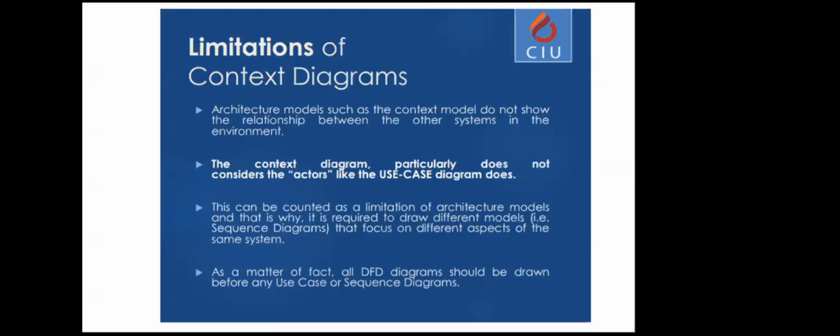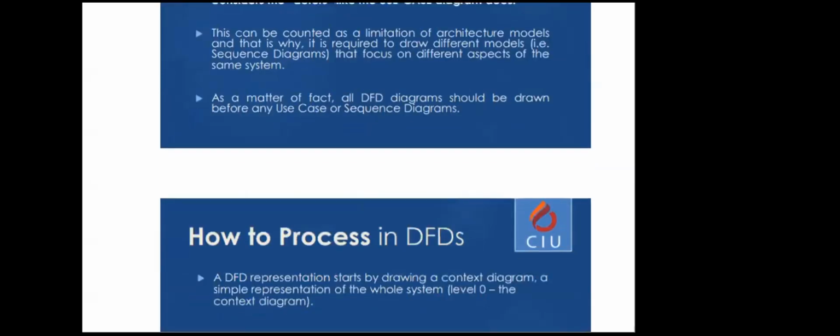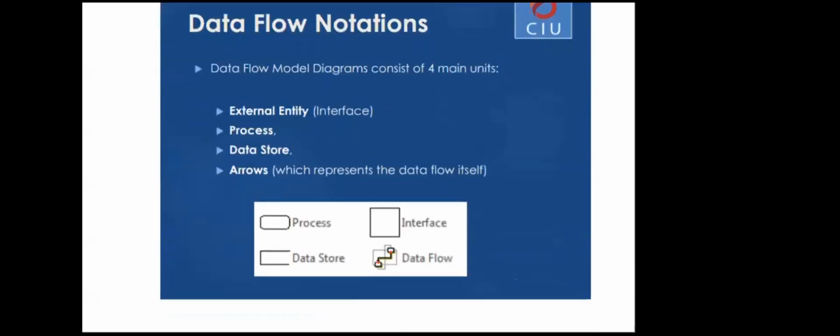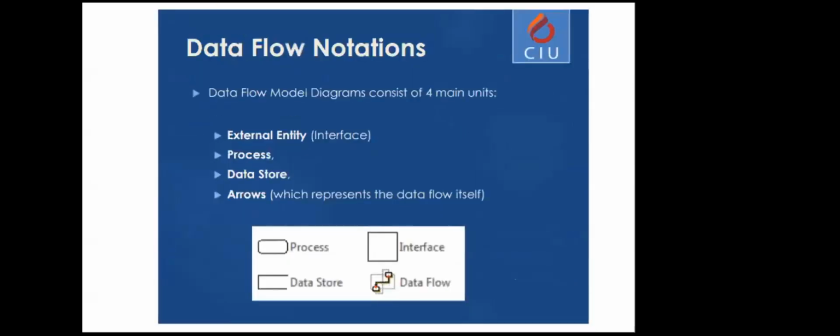Thank you. So moving on, how to process the DFDs, we already did that. I am going to explain the notations on the DFDs. We have 4 different important components that you need to be aware of when drawing DFDs. These are external entity, process, data store, and arrows. Arrows represent the data flow itself. And the notations are basically displayed there.